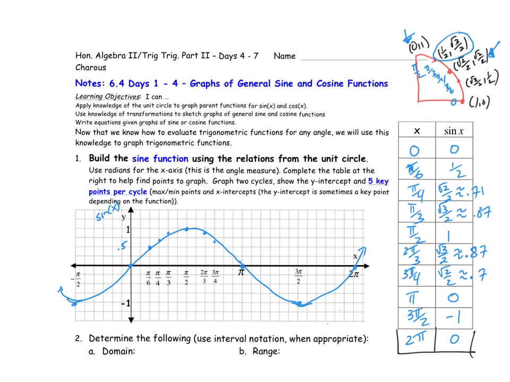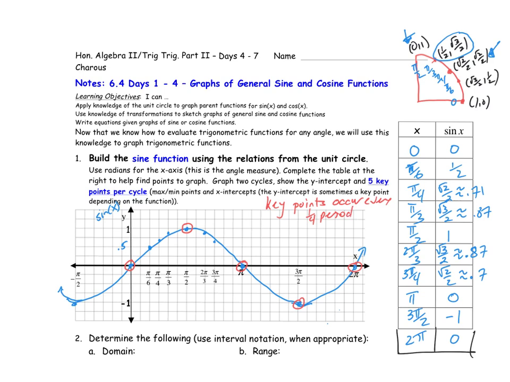When we graph sine, you're going to put 5 key points per cycle. I'm going to circle what the key points are in this first cycle here that we have. So key points are going to occur every quarter period. So I'm going to write that here. Key points occur every quarter period. That's the same for every sine graph.